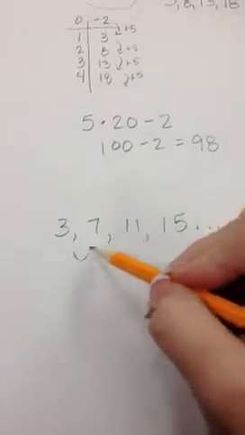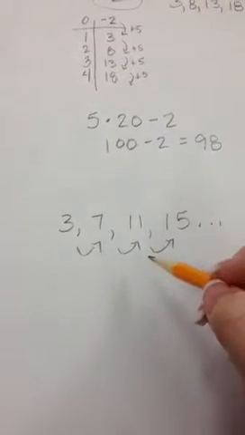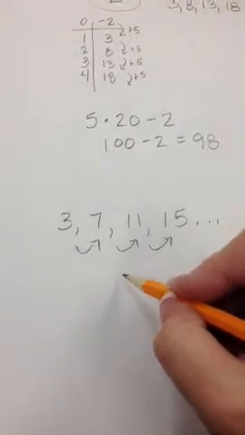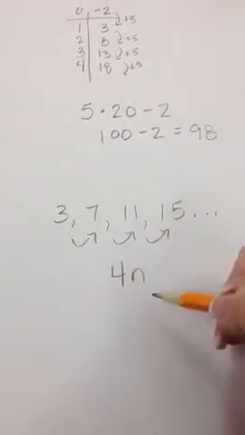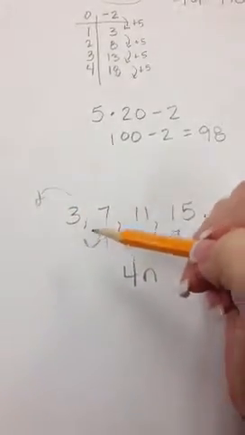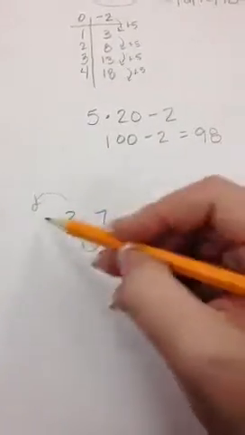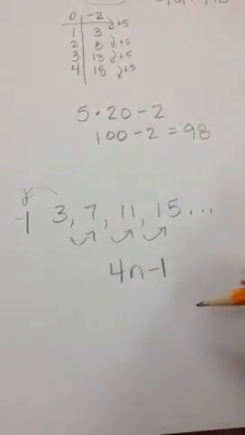You want to find what you are increasing by each time. What are you increasing by each time? You are increasing by 4, so your rule should start 4n. And let's go backwards to our zero number. Well, 3 minus 4 is negative 1, so your zero number is negative 1, and that's how you would write your rule.